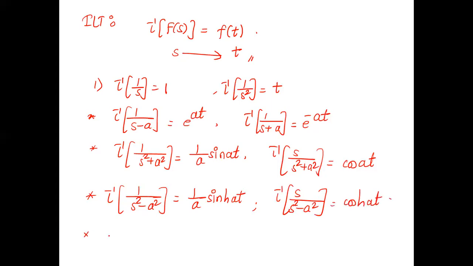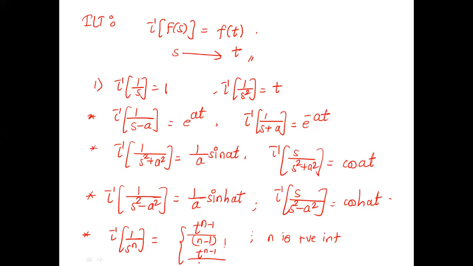And the last formula in this, we have seen Laplace inverse 1 upon S raised to N. That is T raised to N minus 1 upon N minus 1 factorial. Correct. This is if N is a positive integer. Very good. And in general, it is T raised to N minus 1 upon Gamma N. So these many are the important formulae in inverse Laplace.